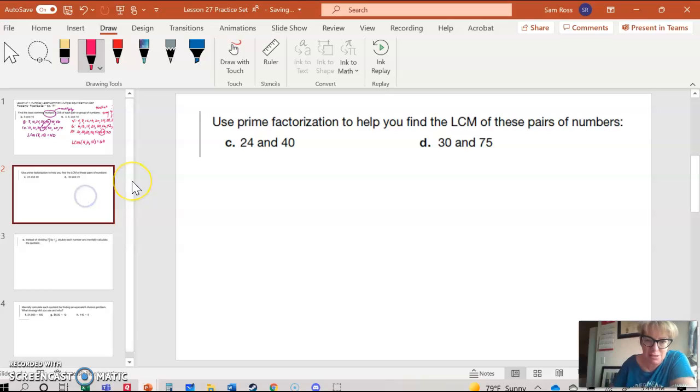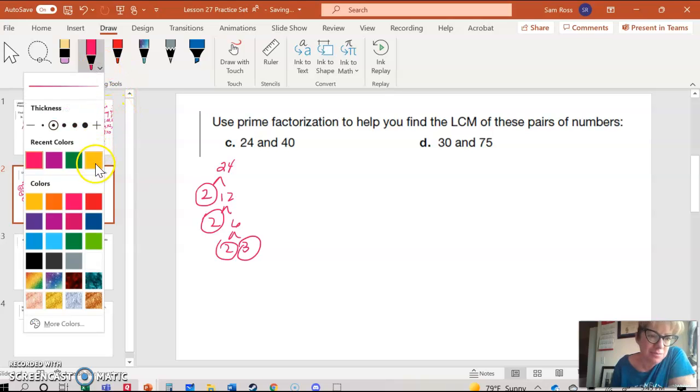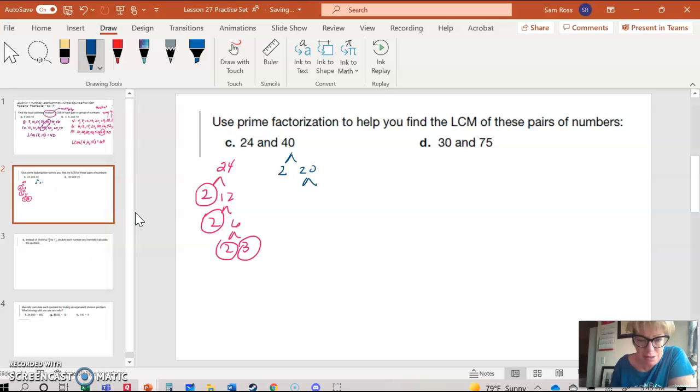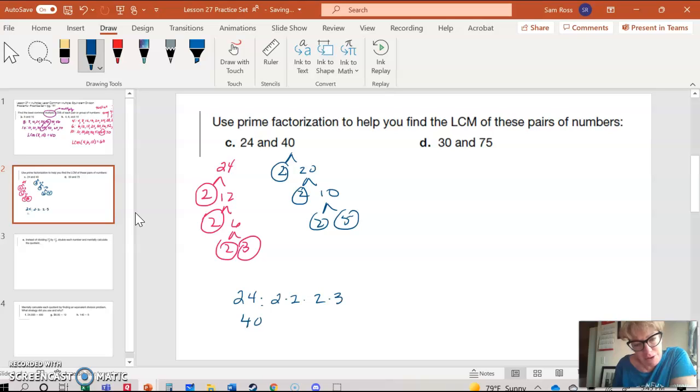All right, let's check out the next one. This says use prime factorization to help you. I don't know about all that business, but I'll prime factor away. 24 is 2, 6, 2, 3. So these are all prime. Let's pick a different color. This is 2 and 20, 2 and 10. These are all prime. This is 2 and 5. So if I put 24, I have 2 times 2 times 2 times 3. And I have 40, 2 times 2 times 2 times 5.